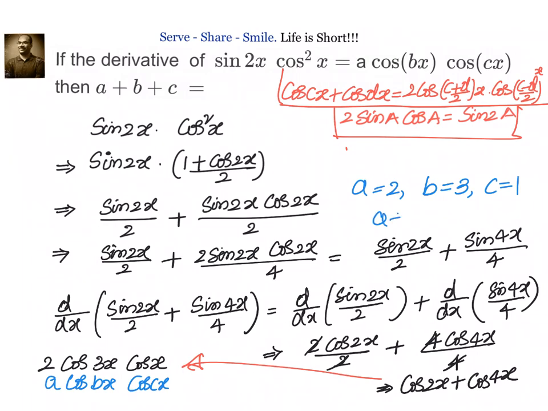Now what is a plus b plus c? A plus b plus c is equals to 2 plus 3 plus 1, that is equals to 6. So our answer is a plus b plus c is equals to 6.